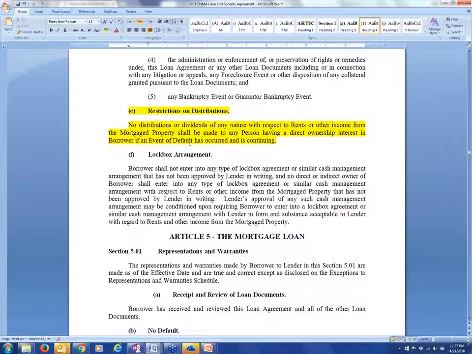And I'm telling you, folks, if you pay your investors when you have an event of default going on the property, you could be held personally liable. So make sure you understand that and you manage the deal properly.